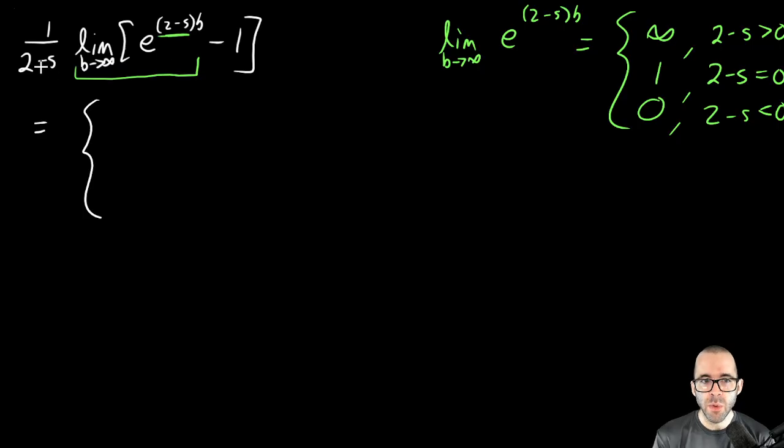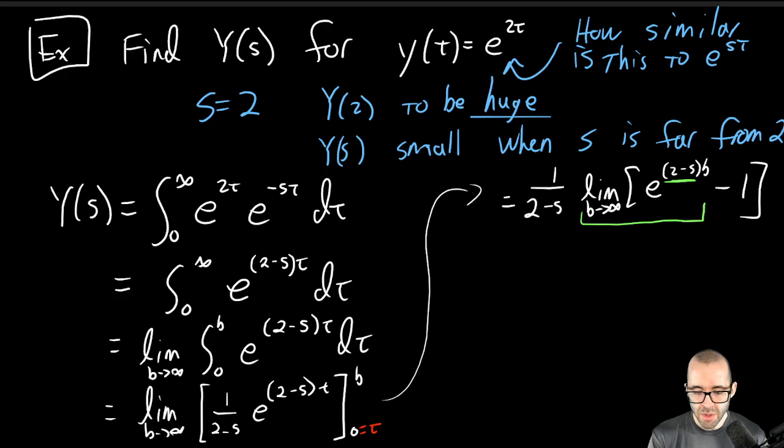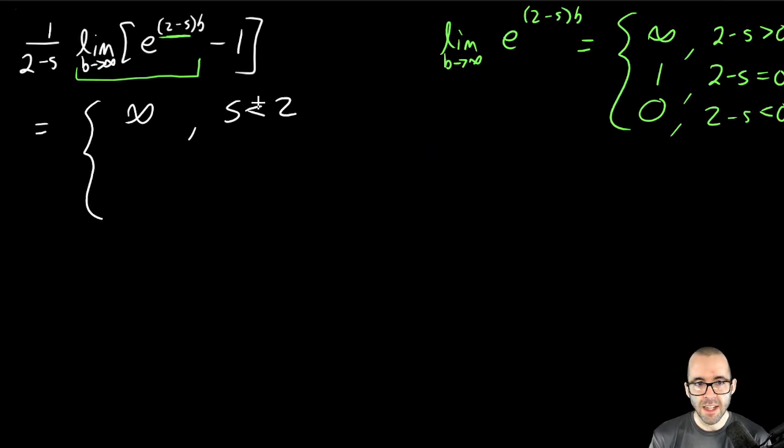And again, we might have an infinity over infinity case here, but we know s is not 2 for this case. So this is s is strictly less than 2. We know it's just going to be a number times infinity. We know we'll have infinity. So in this first case, where s is less than 2, the integral diverges, which we remember was important because the Laplace transform is only defined for the new variable s that the integral converges. So the integral will diverge if s is less than 2.